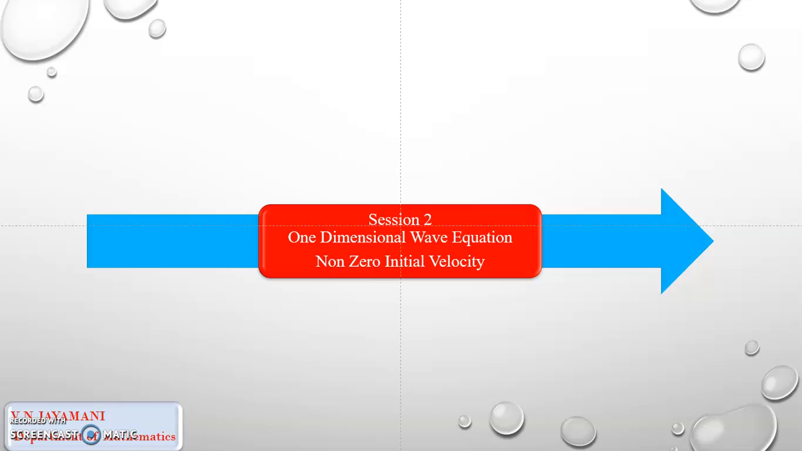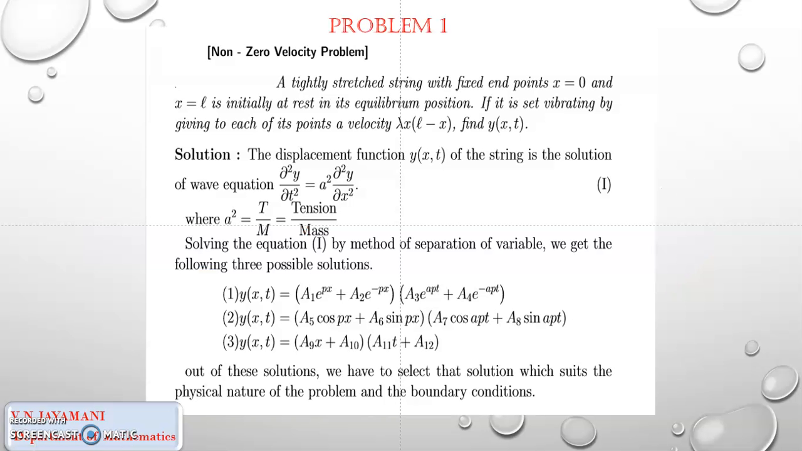Hi students, today we are going to see session 2, the one-dimensional wave equation with non-zero initial velocity. Previously we saw the one-dimensional wave equation with zero initial velocity. Next we will see the problem.